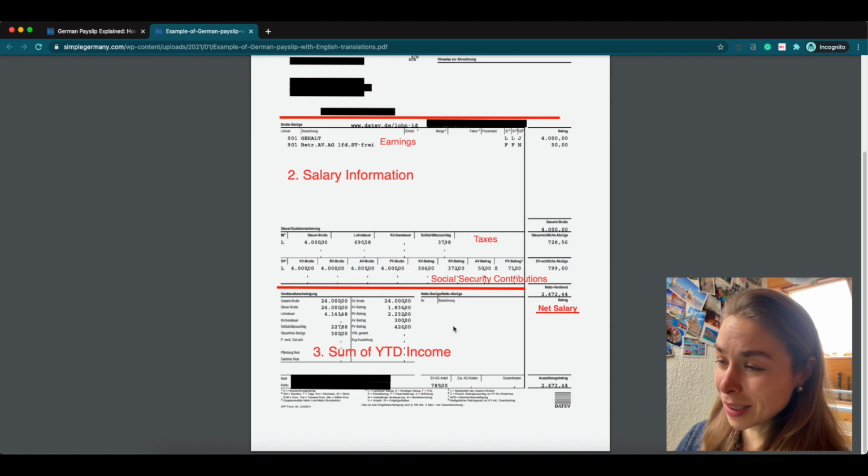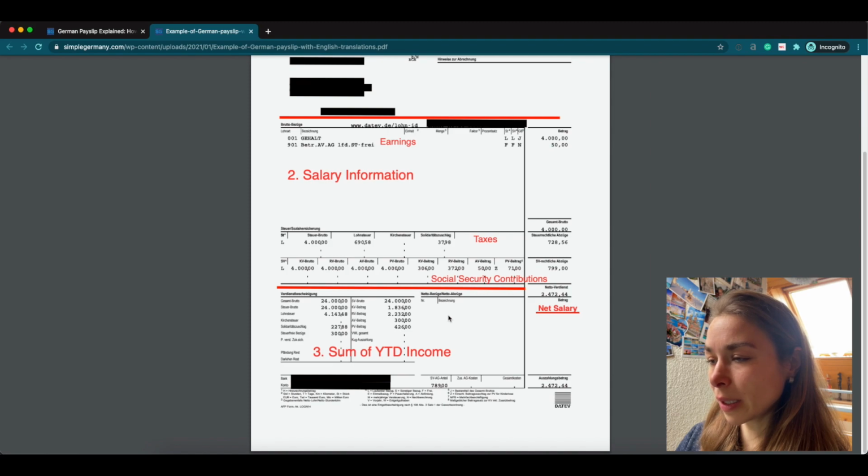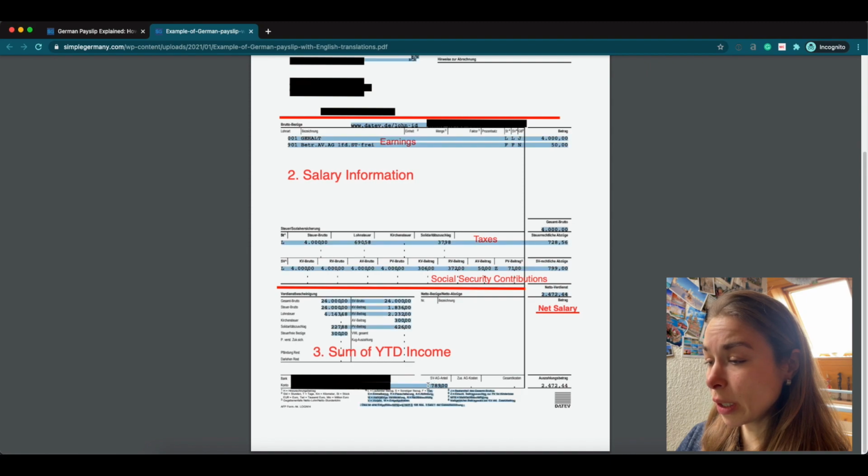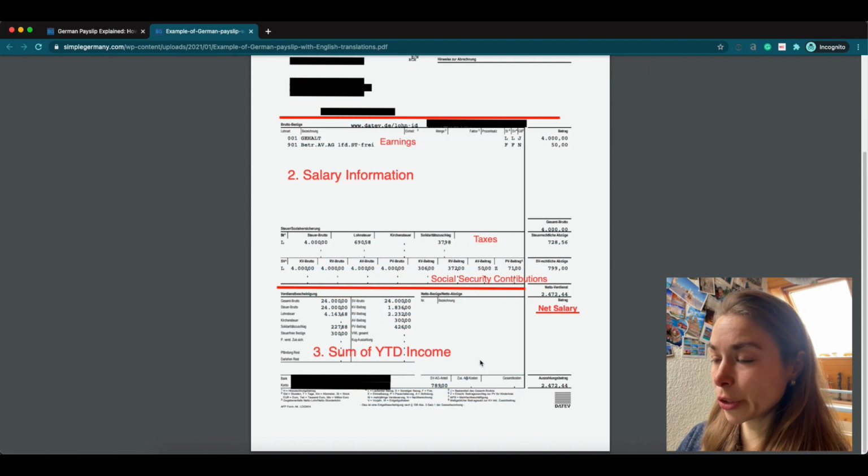If you are still interested in what the numbers below are, these are basically summaries; the numbers are added throughout the year. Each month you receive your payslip, and each month these numbers increase because all the earnings and deductions get added together, so you have an overview for the year. Very important to know is that from the Social Security contributions, you only pay half. If you're employed, your employer will cover 50% of those costs.